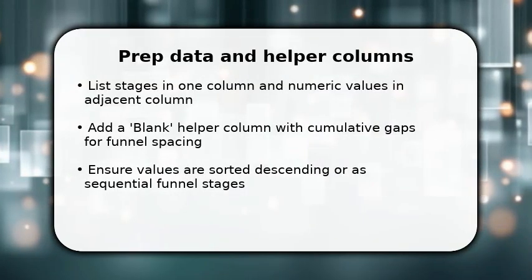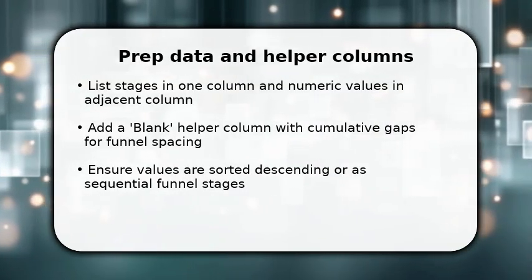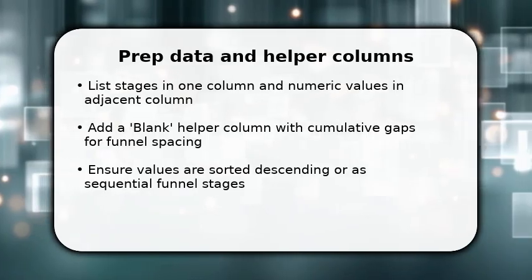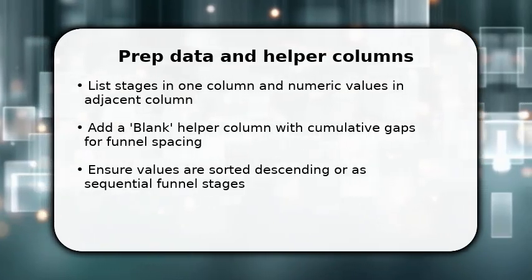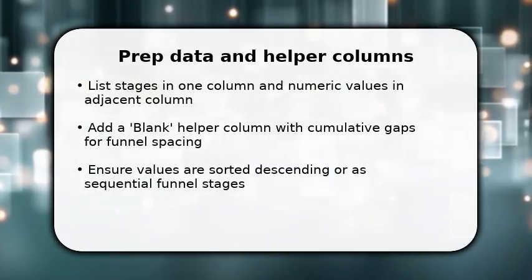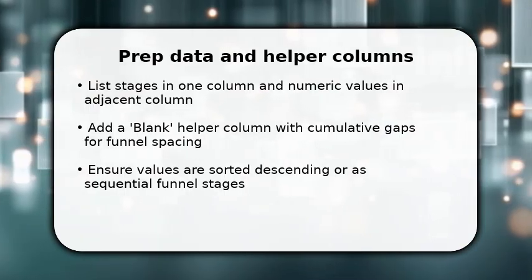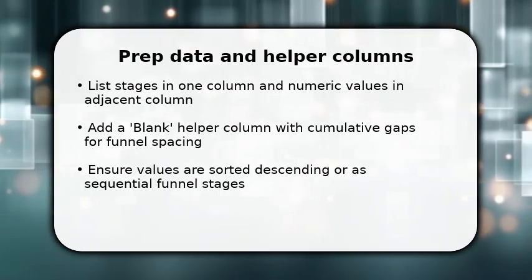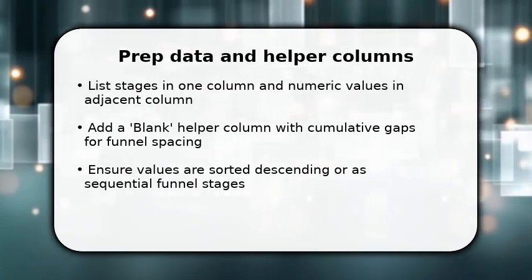You start by arranging your source table, stage names in column A and values in column B. Once done, add a helper column to compute the cumulative gap above each stage so bars will stack into a funnel shape. Make sure to sort or order stages intentionally. Order affects visual flow. You will use these two series, blank gap and actual values, to build the chart.